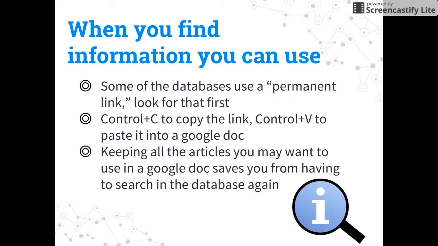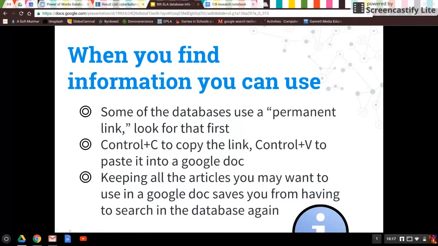So when I find an article that I want to use, I need a way to save that article. So to do this, I'm going to create a Google Doc, then copy and paste a link to the article into my document. That way I can go back to the article again without having to redo my search in the database. So to do this, we're going to look for something called the permanent link when we're in Points of View.